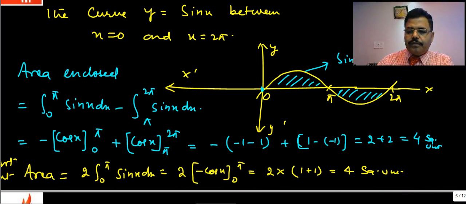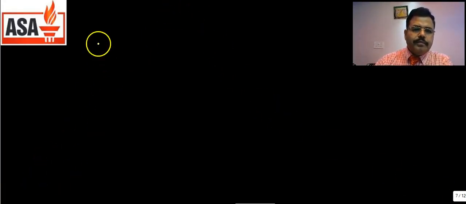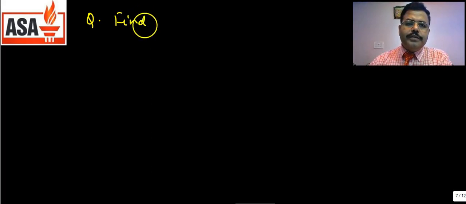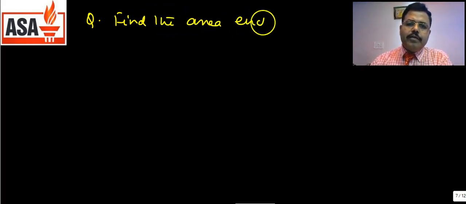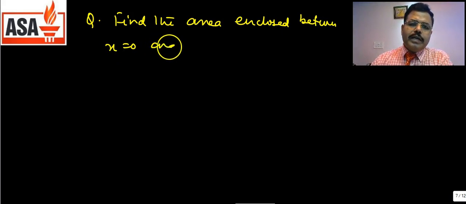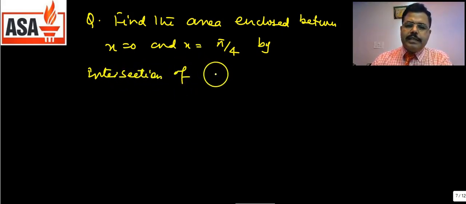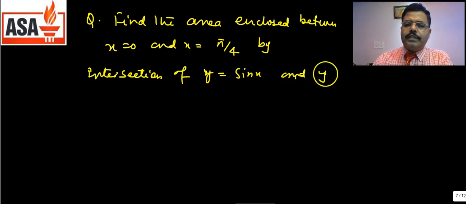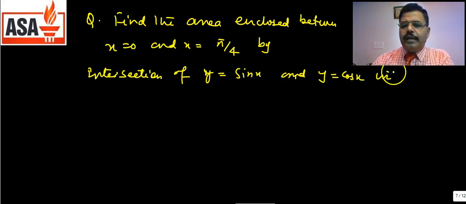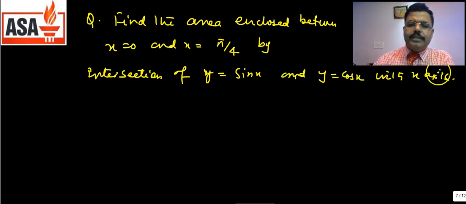Now the next question is: find the area enclosed between x is equal to 0 and x is equal to pi by 4, by the intersection of y is equal to sin x and y is equal to cos x with the x axis, that is y is equal to 0.